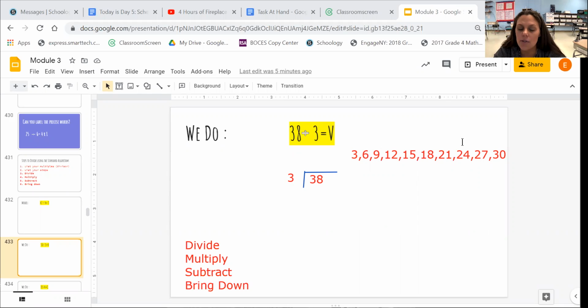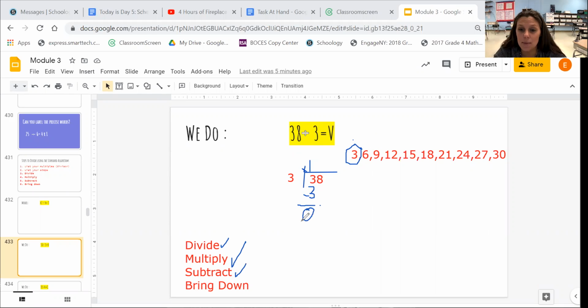So I'm looking over here for the number 3, and I see the number 3, and I see that 3 can go into 3 one time. So I skip counted by 3 one time. That's me dividing. Now I can go ahead and multiply. 1 times 3 is 3, right? 1 times 3 is 3. So next I subtract. 3 minus 3 is 0.